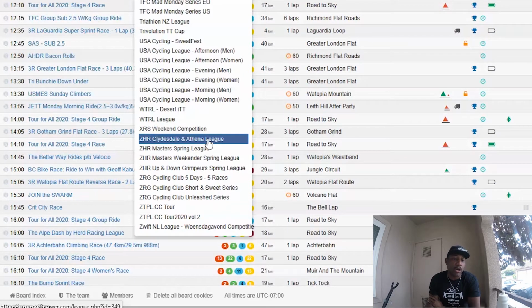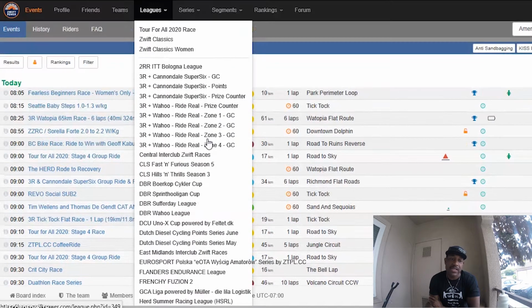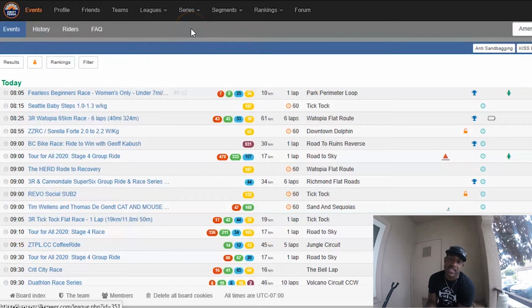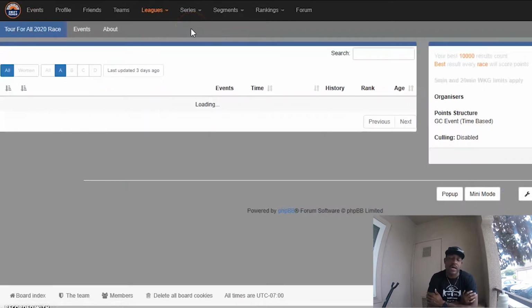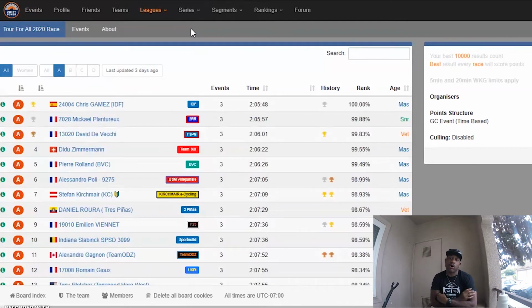So we're going to go back up to the top, and what we're going to look at today, just to go into the series standings or league standings, is the Tour for All race. I don't think I've done any of the races, but I've actually done the group rides that take place for Tour for All 2020. What we're going to look at here is broken up into, I believe, the different categories as well as which route you chose to do.